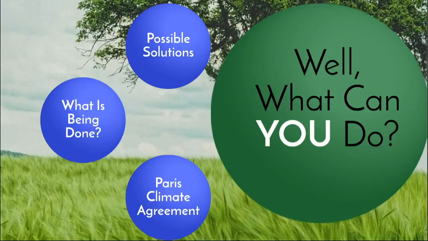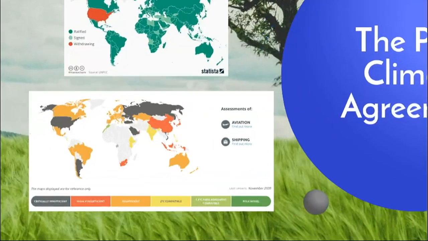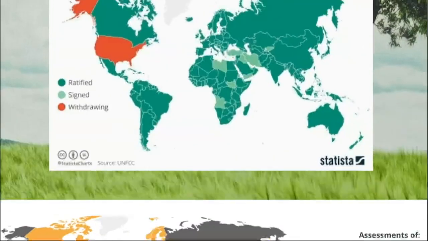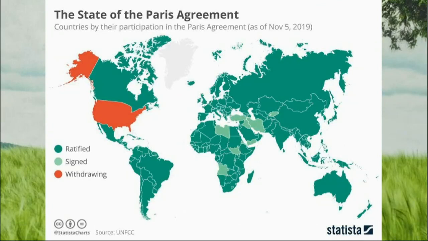What is the Paris Climate Agreement? The Paris Climate Agreement is a legally binding international treaty on climate change. Its goal is to limit global warming to well below 2, preferably to 1.5 degrees Celsius. In 2020, the US officially withdrew from the Paris Climate Agreement, along with Syria and Nicaragua. However, the new Biden administration has committed to rejoining the climate agreement in order to help address climate change.